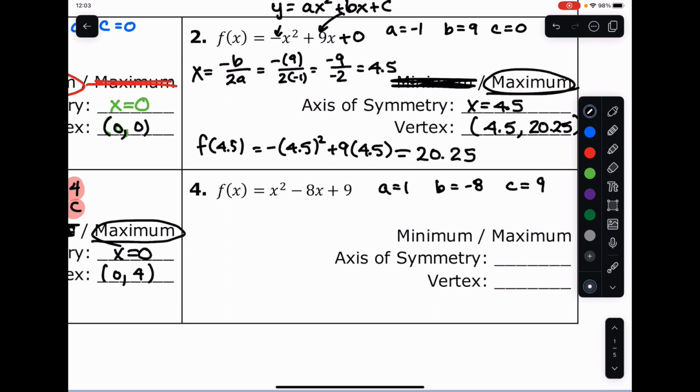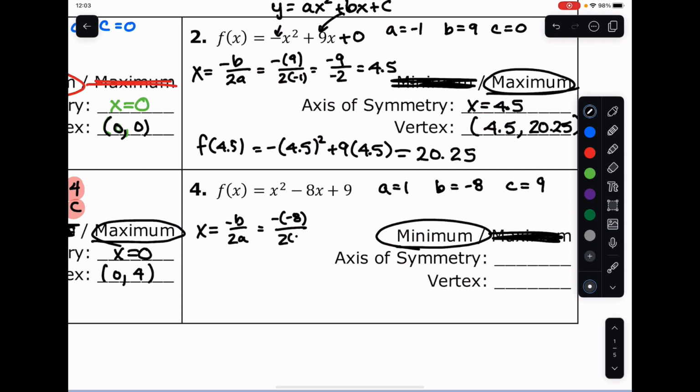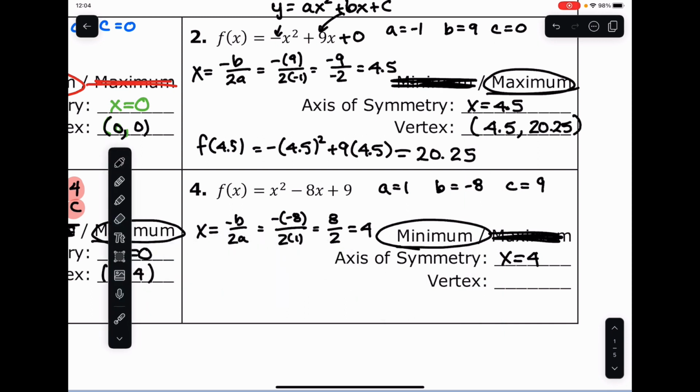Since the value of a is a positive number, our parabola is opening upwards, and our turning point, the lowest point, is our vertex. So this one has a minimum value and not a maximum. Now to figure out the axis of symmetry, we're going to use our formula of negative b divided by 2a. So the negative of negative 8 divided by 2 times 1. The negative of negative 8 is positive 8, and dividing that by 2 gives us 4. So our axis of symmetry is x equals 4.